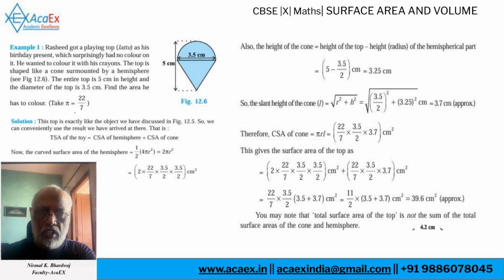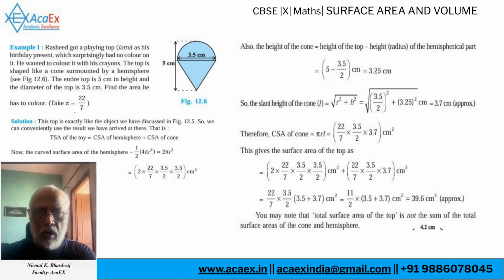First, the total surface area of the top is the curved surface area of the hemisphere plus the curved surface area of the cone. The curved surface area of the hemisphere is given by the formula 2 times pi times r squared. Plugging in the values, we get 2 times 22 divided by 7 times 3.5 divided by 2 times 3.5 divided by 2. Next, the height of the cone is the total height of the top minus the radius of the hemisphere. This is 5 minus 3.5 divided by 2, which equals 3.25 centimeters.